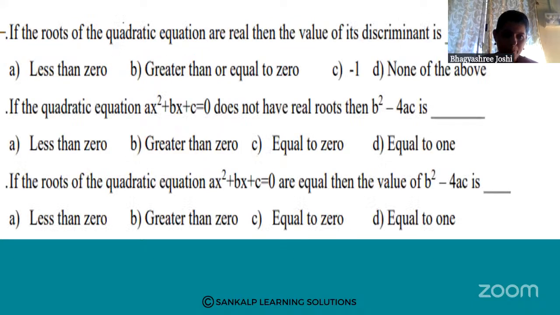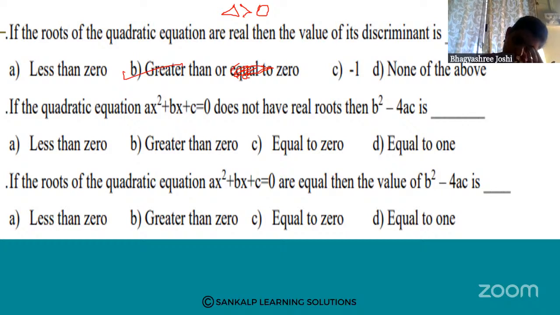Next, if the roots of the quadratic equation are real, then the value of its discriminant is? If the roots of the quadratic equation are real, that means delta is greater than 0. Not less than 0, not equal, not minus 1, none of the above. So it is greater than 0. Delta is greater than 0, then only you will get real roots.